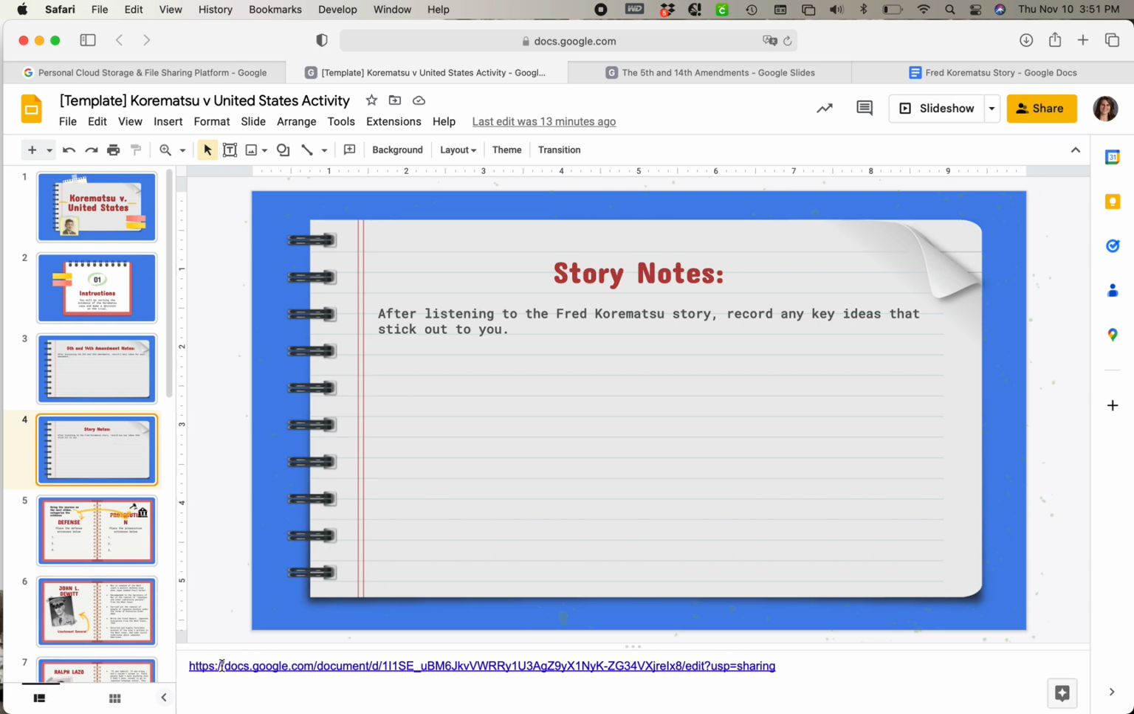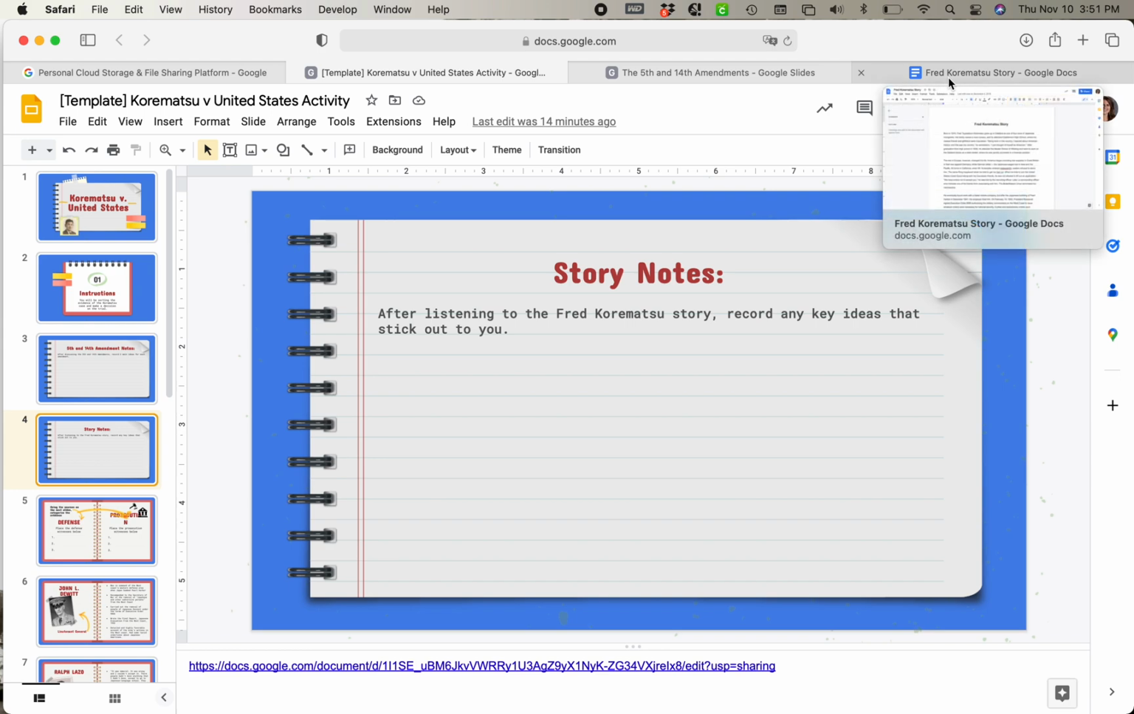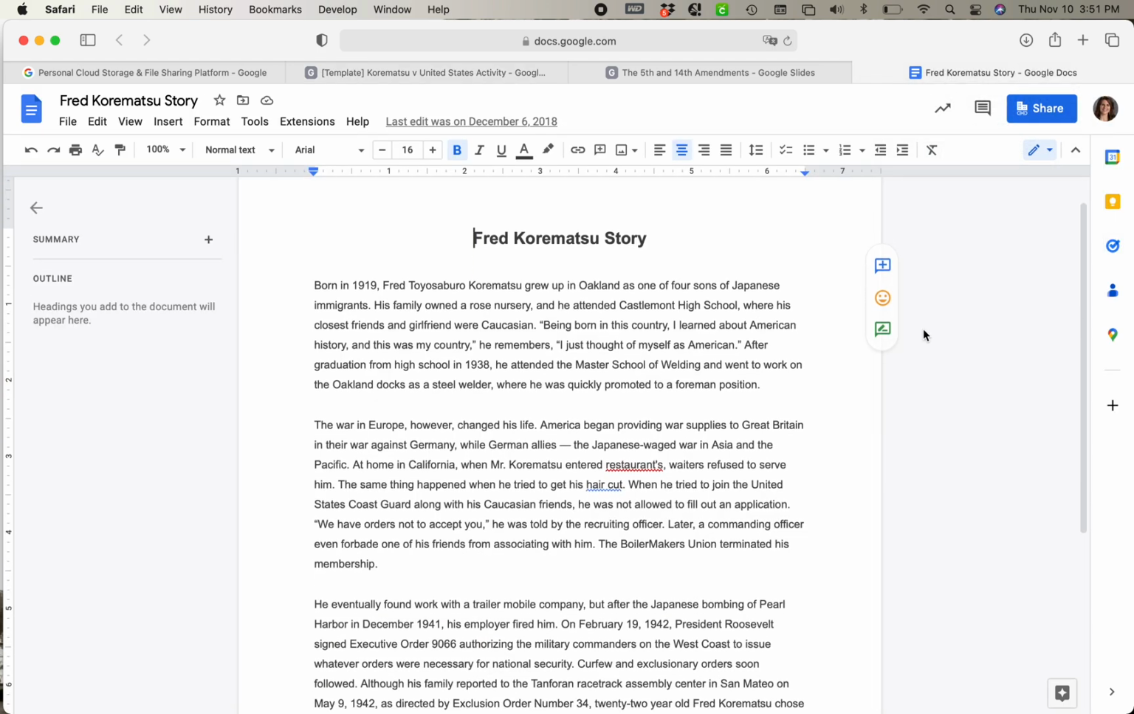You can see down here there's a link to the story that you can pull up on your screen. I'll have it up here as well. So I'm going to go ahead and read the Fred Korematsu story to you guys. It's just a page here.